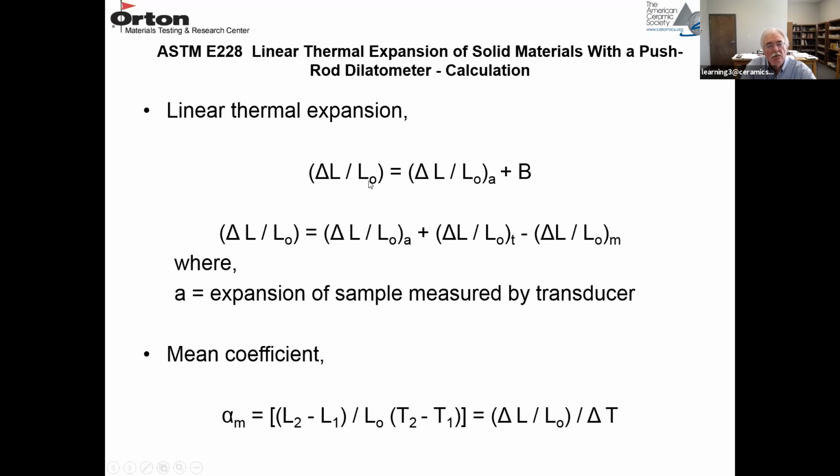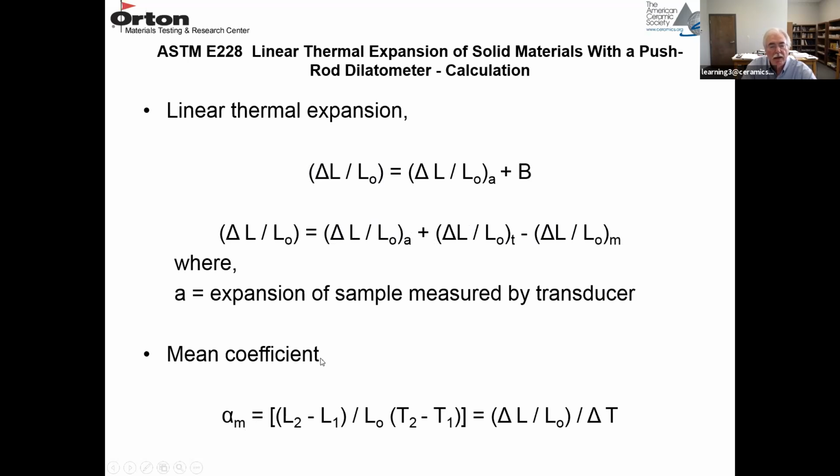Then you have ΔL over L0, which is what you measure at the transducer when you have your sample in. Actually, that's the corrected one. What you measure at the transducer is ΔL over L0 sub A, the measured thermal expansion. We have our correction factor B. You add those two together and you get the thermal expansion of the material, ΔL over L0. So ΔL over L0 equals the value measured by the transducer, plus the thermal expansion of the standard, minus the correction factor. So that's how the dilatometer works.